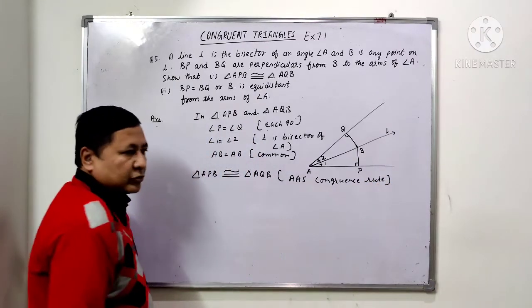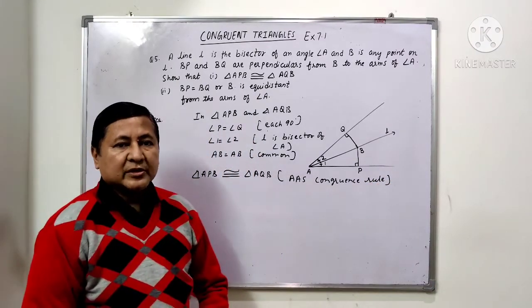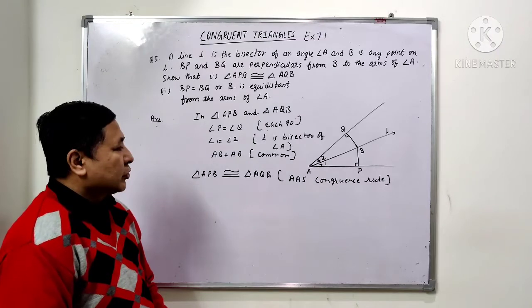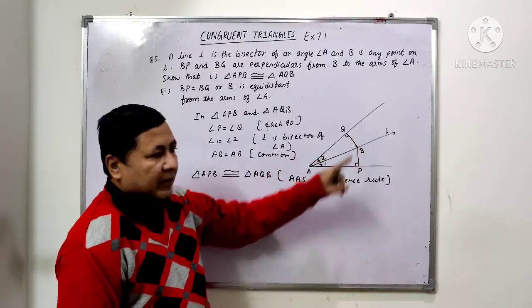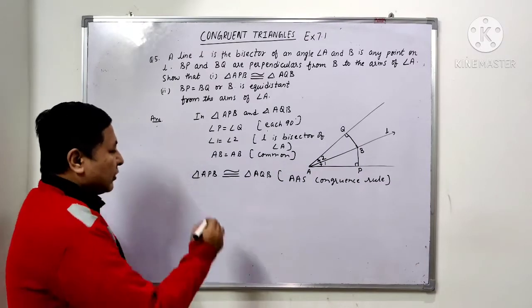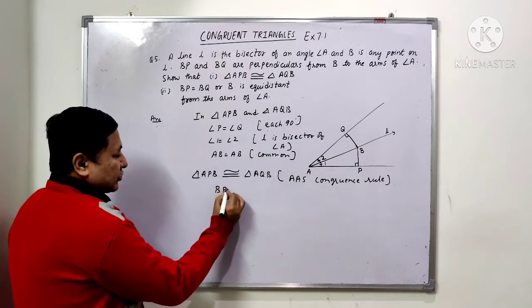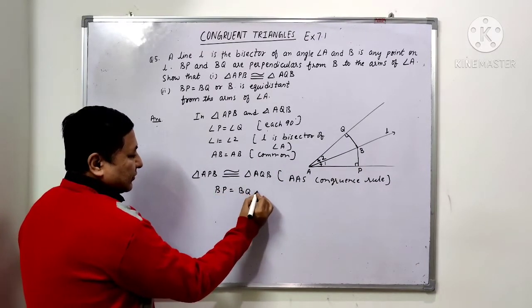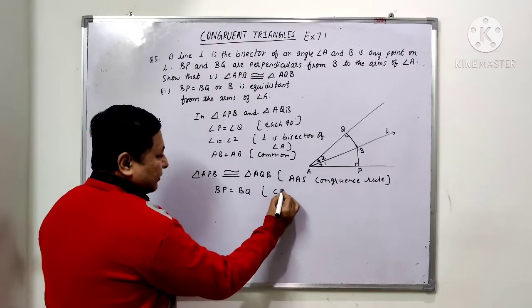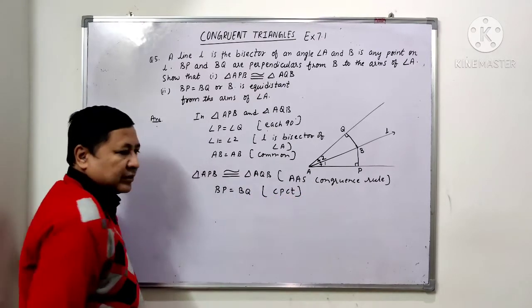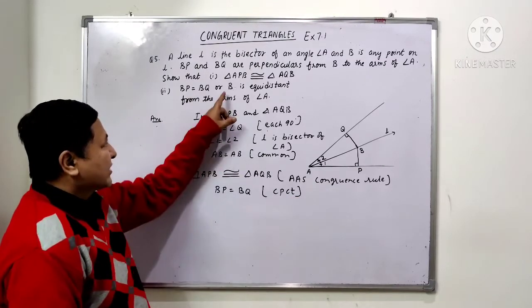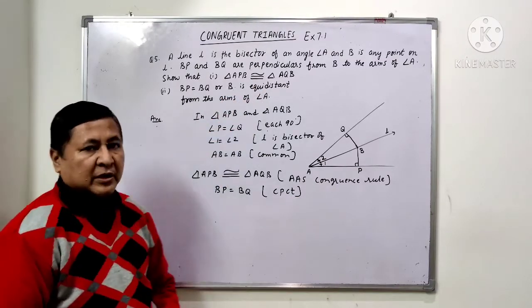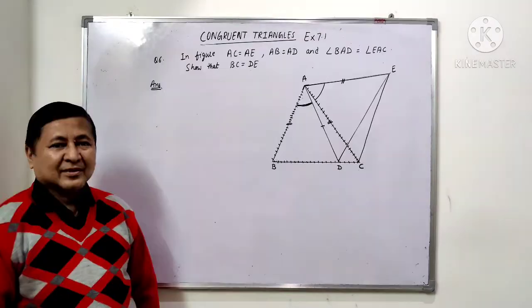And we know that when two triangles are congruent, their corresponding parts are also equal. So BP and BQ are two corresponding parts. So these two will also be equal. So BP is equal to BQ, and we can write the reason as CPCT, that means the corresponding parts of congruent triangles are equal. So yes, B will be equidistant from the arms of angle A.